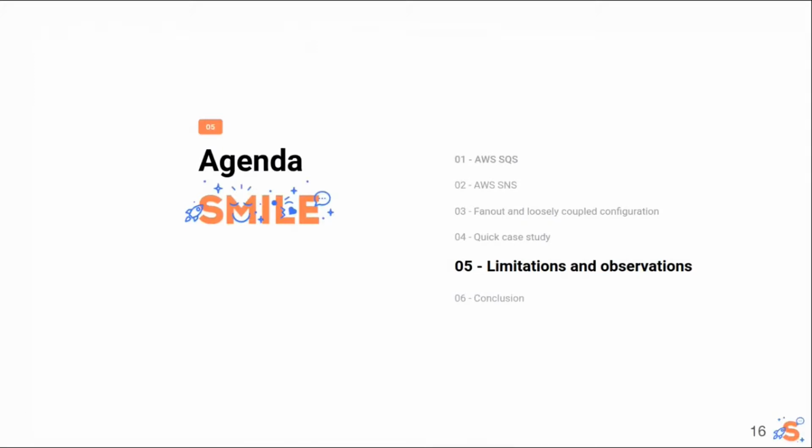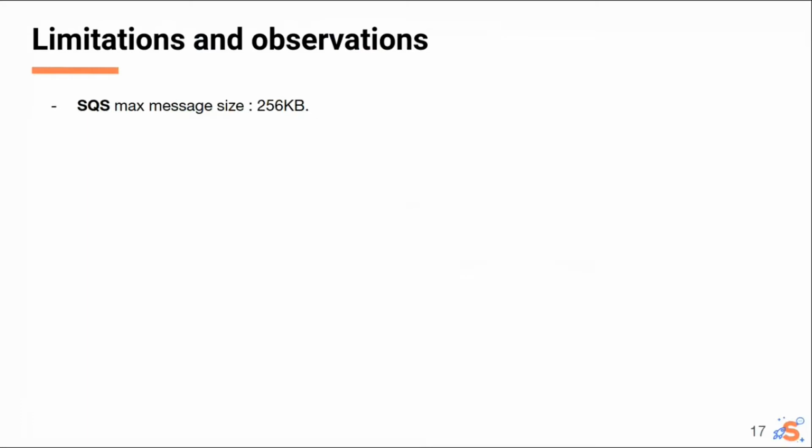Okay. So let's talk about some of the limitations that you may encounter. In SQS, the maximum message size is 256 kilobytes. If you want more than that, then you have to send your objects into S3 and make a pointer reference in SQS. The second limitation in SNS is that you are limited to 100,000 topics per account. Well, I think this is pretty huge, but you should know about it. If you want more, you have to contact the AWS support service.